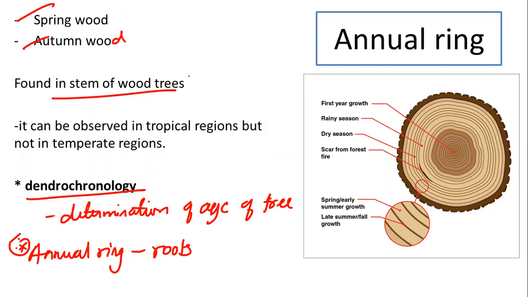These are found in woody trees, in those areas where the cambial activity is differentiated and there are seasonal variations. Annual rings will be more observed in the tropical region, but will not be present in the temperate region. This is again one important point, so make it very simple: annual rings will not be present in roots, they will be present only in the stem, and even in the stem they will be observed only in the tropical region, not in the temperate region.